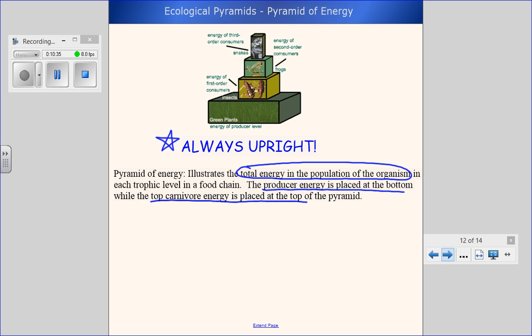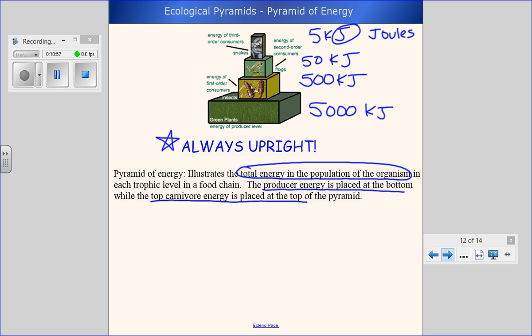So for example, I might have 5,000 kilojoules here, 500 kilojoules here, 50 kilojoules here, and 5 kilojoules there. So this is just a reminder that joules are the base unit for energy.